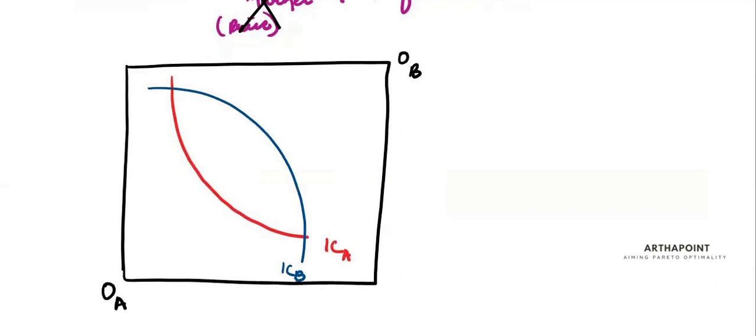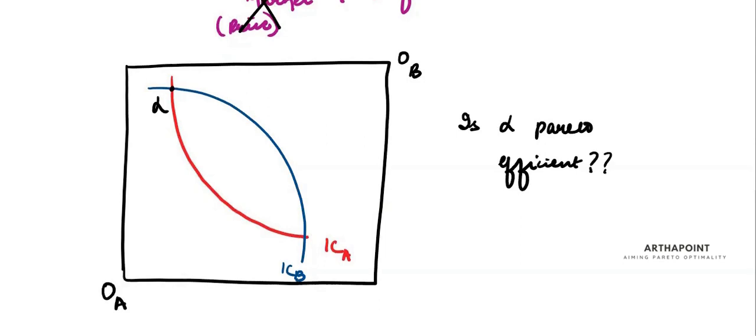And I take a point here. Let's say this point is alpha. And I ask the question, is alpha Pareto efficient? Just think about this and tell me, is alpha Pareto efficient?